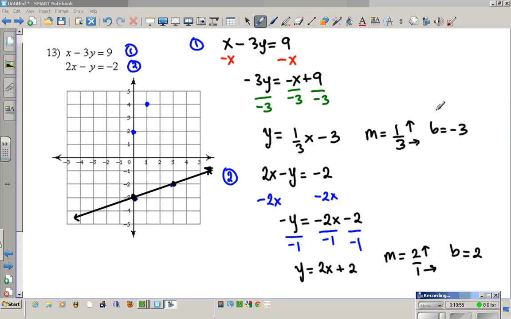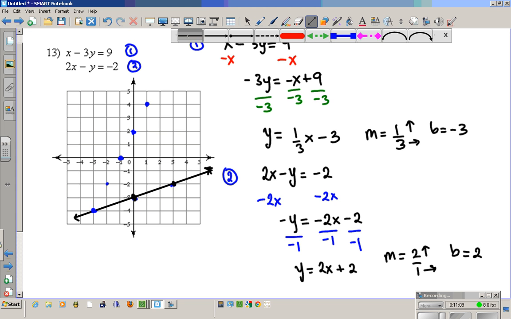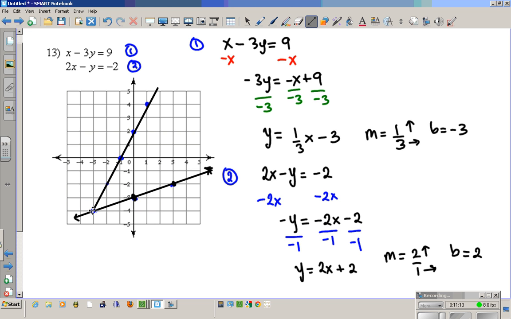I can put in more points if I wanted to. So up 2 over 1, or I can go down 2 back 1. Back 1, down 2 back 1, down 2 back 1. Takes me right here. So I can draw my line. You can see it goes perfectly through all these lines right here.